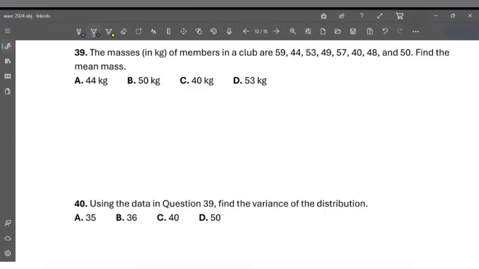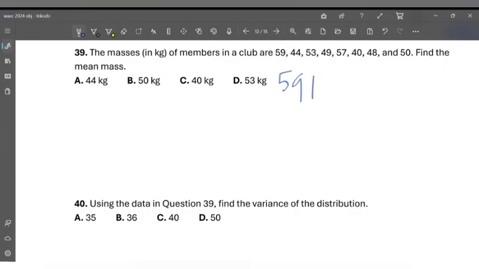All right, so question number 39 says the masses in kilogram of members in a club are 59, 44, 53, blah, blah, blah. Find the mean mass. All right, so how do I go about solving this? What is the formula for mean? I just need to sum all of these masses over the total number of masses we have.